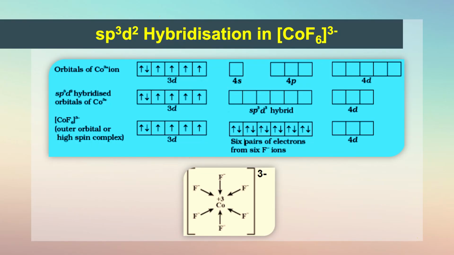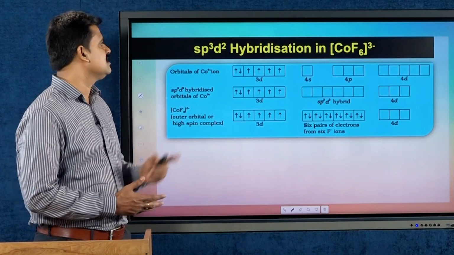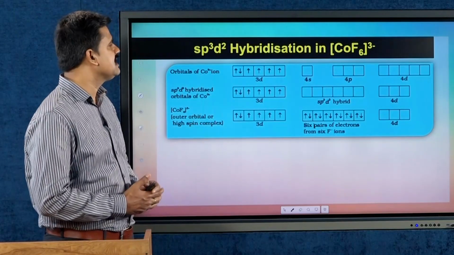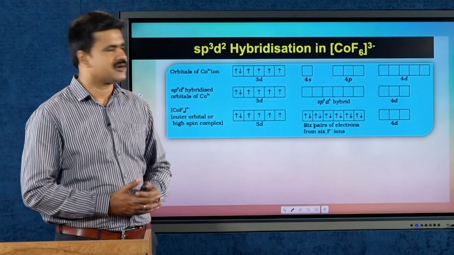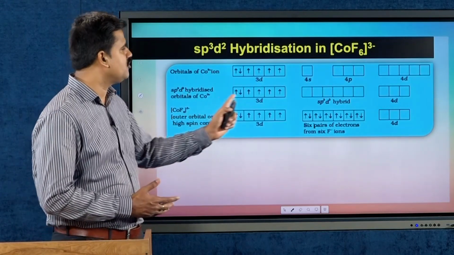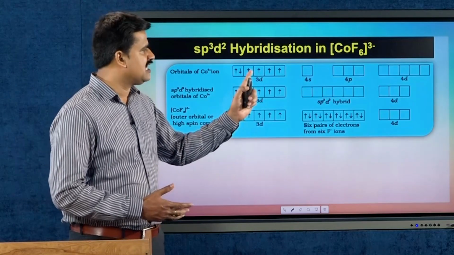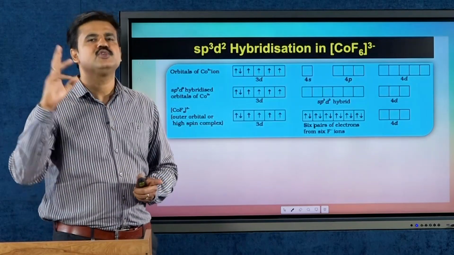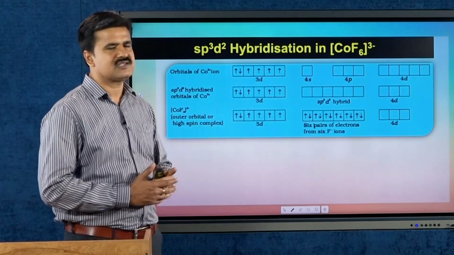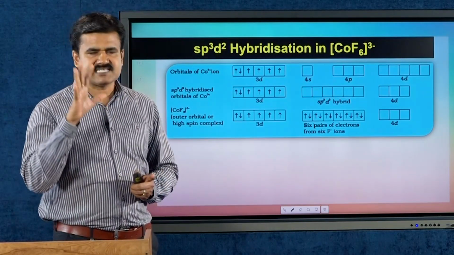We can illustrate the sp3d2 hybridization in the CoF6 3- molecule like this. The central atom is the Co3+ ion. It has a ground state configuration of 3d6 4s0 4p0 and 4d0, and sp3d2 hybrid orbitals on Co3+ are formed like this, and the hybridization occurs by picking up 2 outer d orbitals, 3 4p orbitals and 1 4s orbital, giving a total of 6 orbitals.